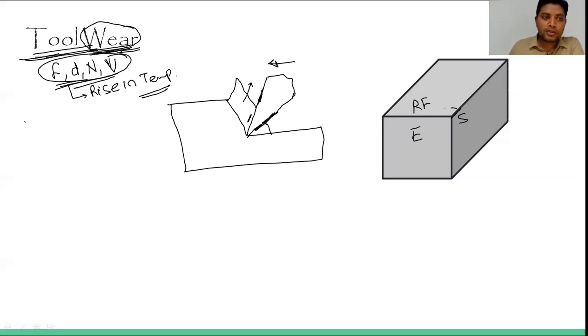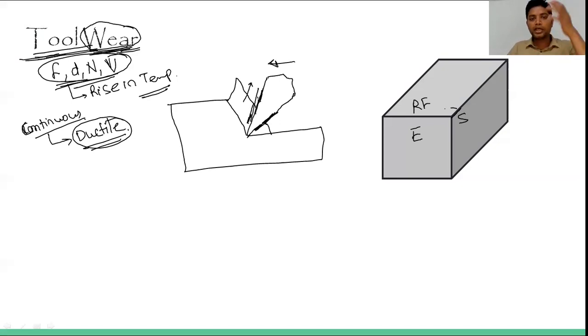Here we are talking about continuous chips only, and continuous chips mean we are talking about ductile material, because only in the case of ductile material will the chip be continuous. When it is continuous, it will rub over the surface of the tool, because there is a continuous flow of chips. When there is continuous flow, there will be rubbing at the tool and chip interface. Because of the rubbing, the temperature increases, and heating takes place between the tool and the chip.